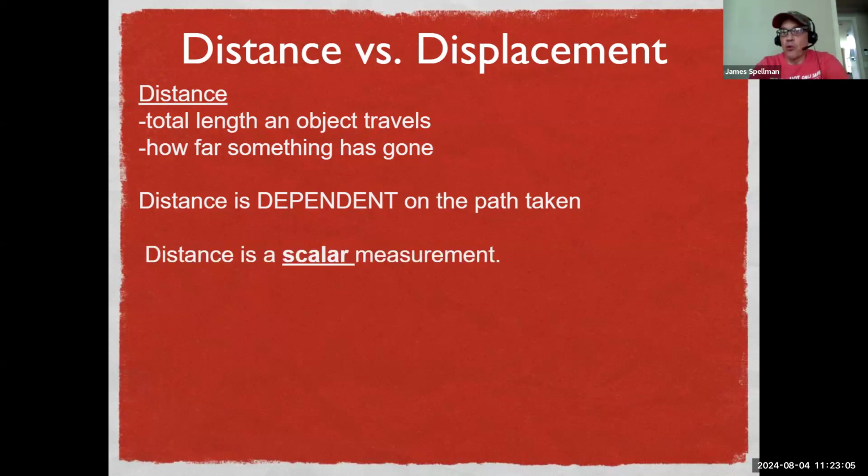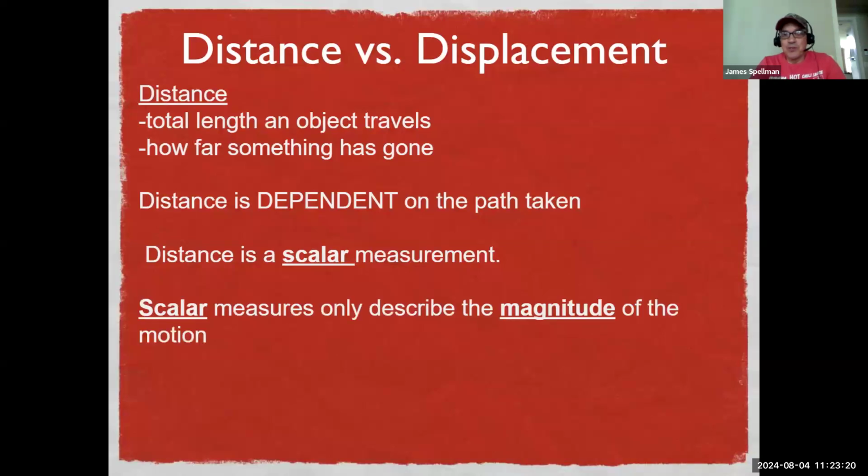All right, another vocabulary word that comes in with this is scalar, and we'll see this throughout the semester. Scalar looks like, there's the word scale in there, like some kind of measuring tool. But distance is a scalar measurement, and what scalar means is that all we're looking at is the magnitude of a measurement, or the magnitude of the motion. I use this word purposely because we see magnitude throughout the semester as well. And all that magnitude really means is the amount. Okay, so scalar just tells us how much, and that's it.